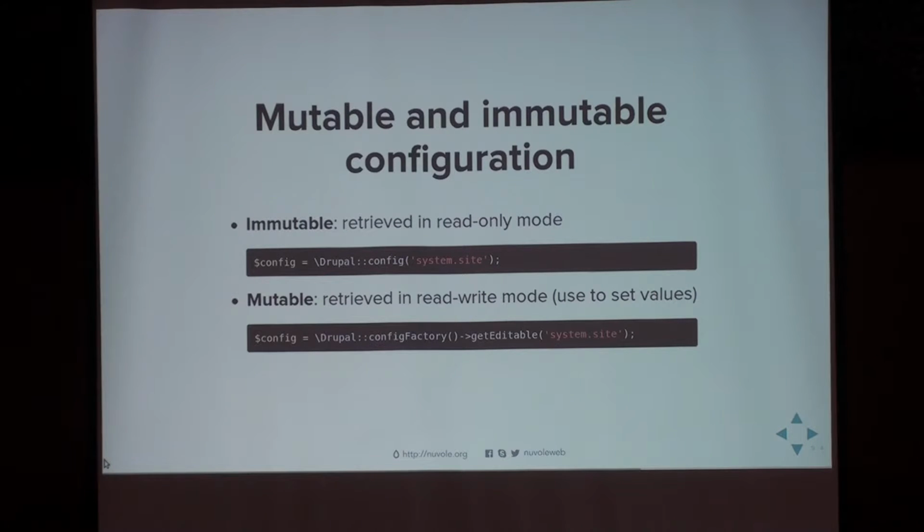There's mutable and immutable configuration, and this is important for overrides, because configuration can also have overrides. When you want to get the immutable configuration, which contains the overrides, you can get it in a read-only mode. And if you want the one that you can change, for example, if you implement a form that changes the configuration, then you need to use a slightly different pattern.